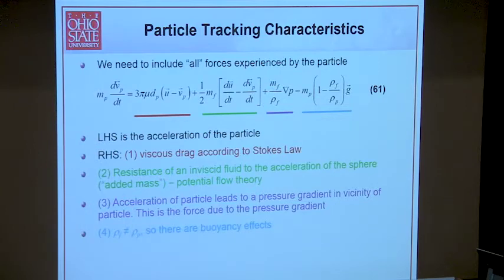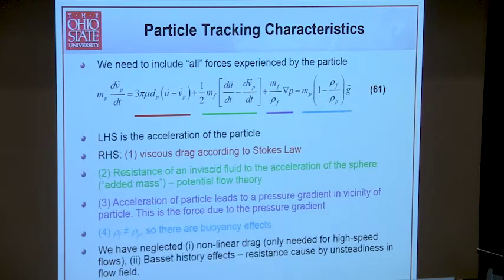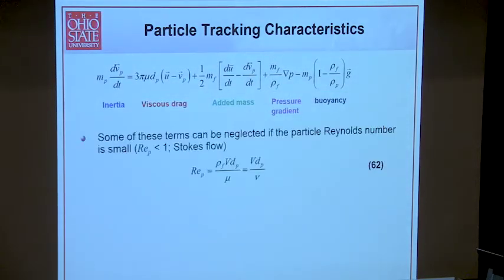What we've left out of this is stuff that you do have to consider in high-speed flows. We have nonlinear drag, we have Basset history effects, which are unsteadiness effects. So we've left off a few more high-order terms already. If any of you have worked in high-speed flows and you've done this type of analysis, you leave a few more terms on here.